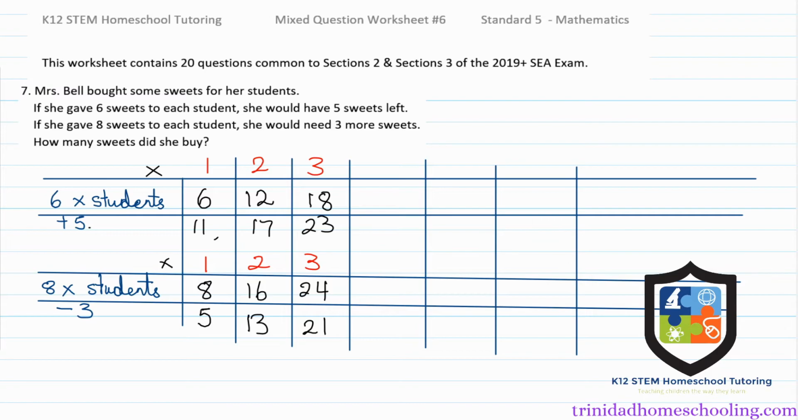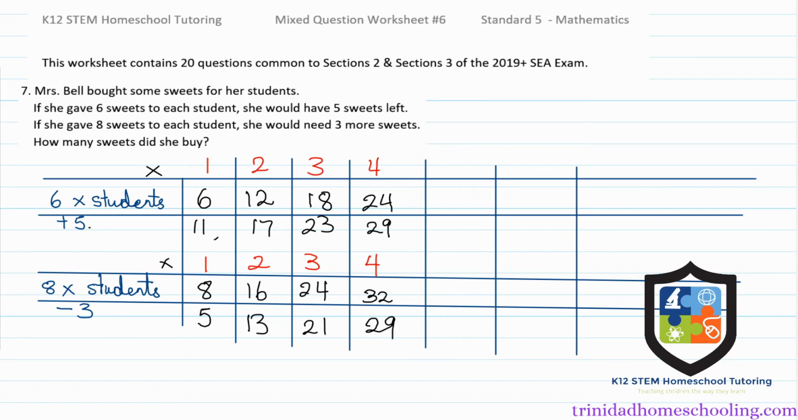Let's try 4 students. If there were 4 students in class, what would we get? 4 multiplied by 6 gives me 24. And 24 plus 5 gives me 29. 4 students in the class multiplied by 8 sweets gives me 32. And 32 minus the 3 sweets gives me 29.